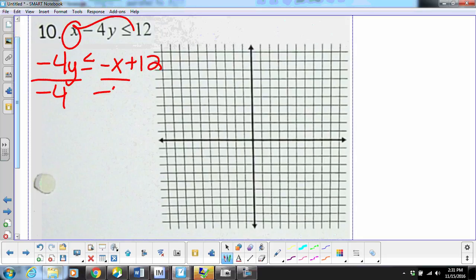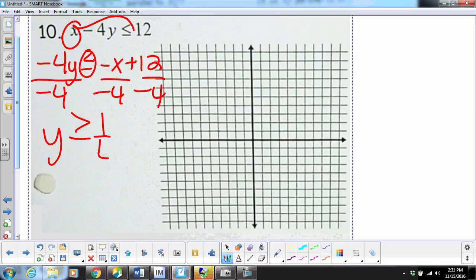And I've got to get y by itself. So I'm going to divide by that negative 4. Warning, warning. Remember, I divided by a negative, so I have to flip my sign. This is going to turn into a positive 1/4 x and a negative 3.